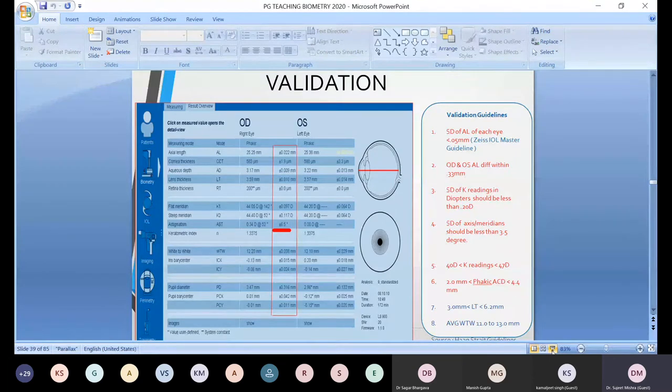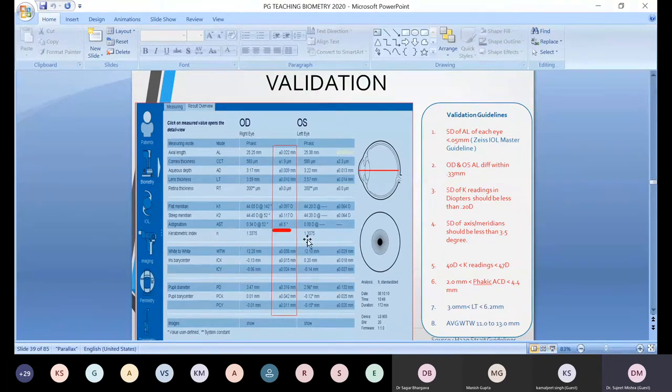Now, this is important in case of optical biometry. In manual, I showed you all the details, but in optical biometry, just like autorefs, instantaneously it will take all the readings. So how will you know whether it is correct or not? To know the validity of the data captured, you have to look at the standard deviation of the captured values. For axial length, the standard deviation of the measured value should lie within 0.05 mm. Difference between two eyes, same 0.3 mm. Standard deviation of K reading should be less than 0.2 diopters. And standard deviation of meridians of astigmatism should be less than 3.5 degrees.